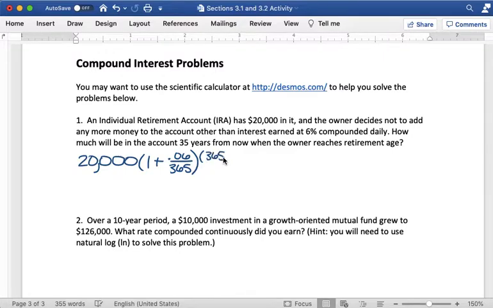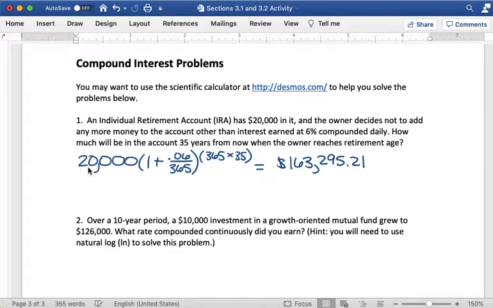365 and 35 years, so 365 times 35 is going to be that N or that M times T. So that's going to be my formula. Plug that in on a calculator. I put parentheses here around the exponent. Make sure that you do that as well to get the right answer. And I would find an answer of $163,295.21.